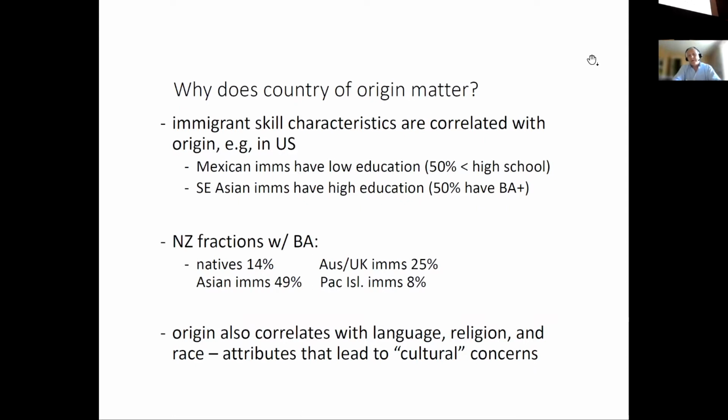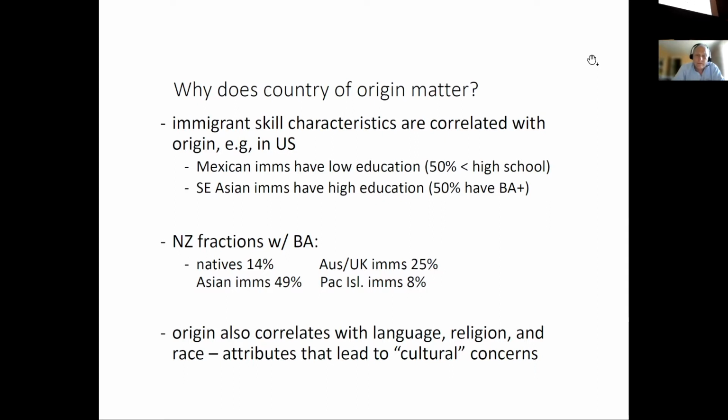Well, one reason it matters is that the characteristics of those immigrants in terms of what they will do in the labor market and how they will perform is correlated with the country of origin. In the US, for instance, Mexican immigrants are very poorly educated, and immigrants from India are extremely highly educated. So a typical Indian immigrant in the US has close to a PhD level of education. And of course, that's reflecting how difficult it is to come into the US if you're from India. A similar pattern, but not as extreme, in New Zealand. So different across different groups.